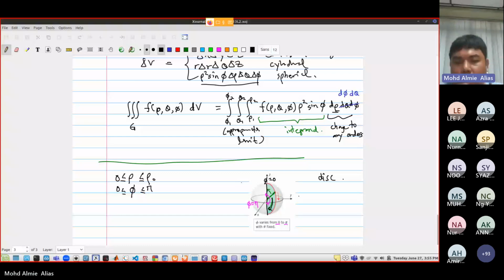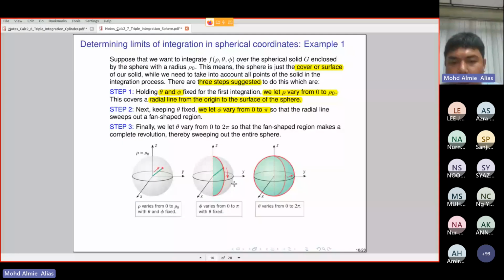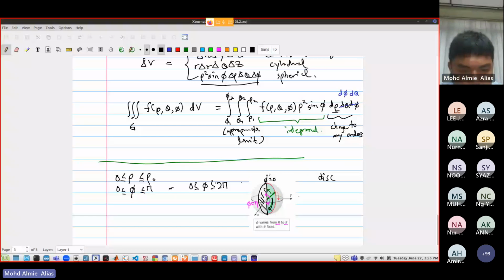Of course, you can move it from 0 to 2 pi, and you get a full circle, a full disk. But in this case, you don't consider it. You just take half of this, just for the sake of using this example. Then what you need to do is find the limit for theta.